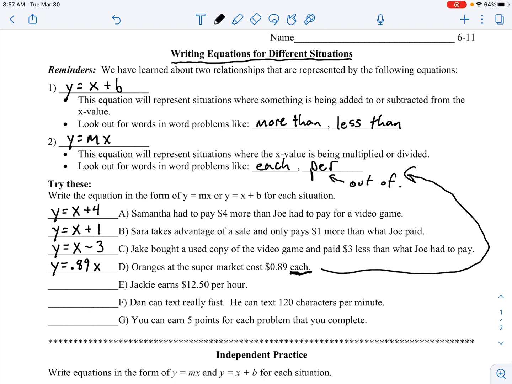So our equation here will be y equals 0.89x, which indicates 89 cents per orange. And we can figure out the total price for however many oranges you wanted to buy.